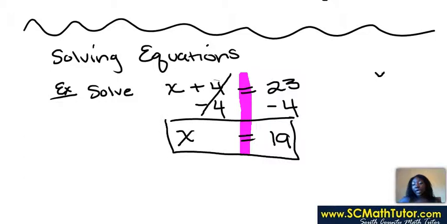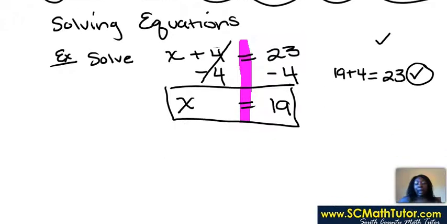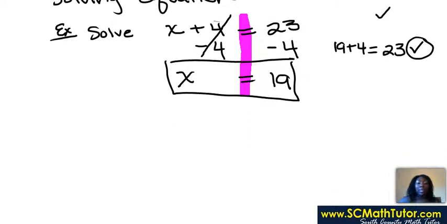Okay, so you can always check your answer by plugging in. Replace 19 with x. 19 plus 4. And we see that 19 plus 4 is indeed equal to 23. So that is correct. Okay?